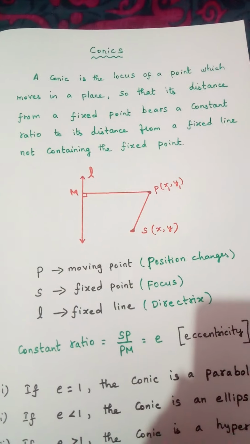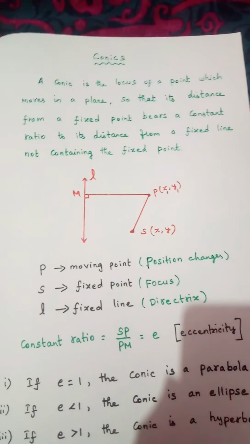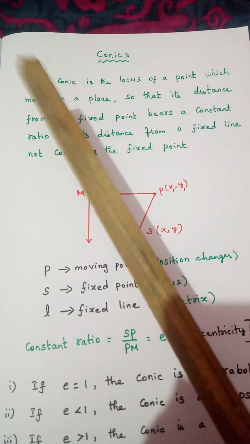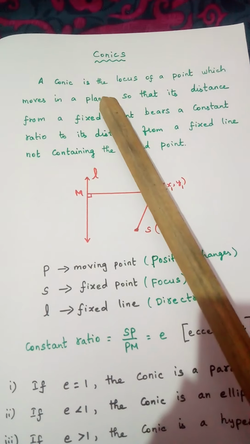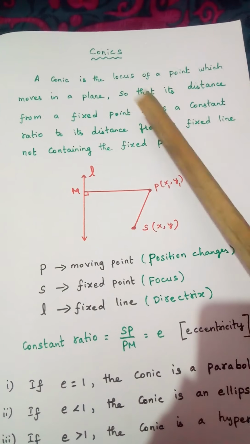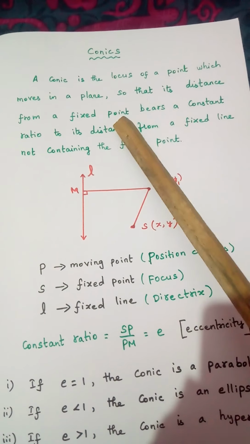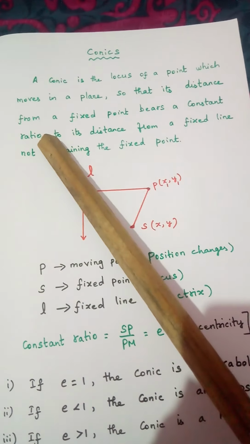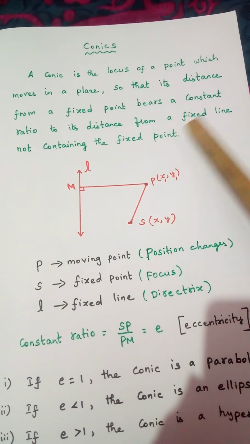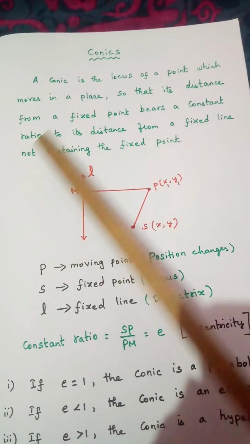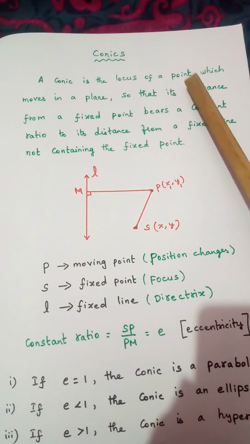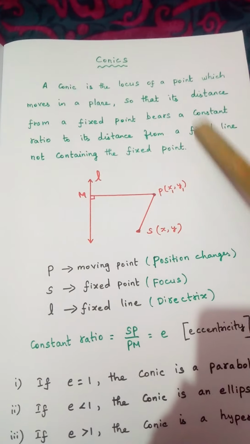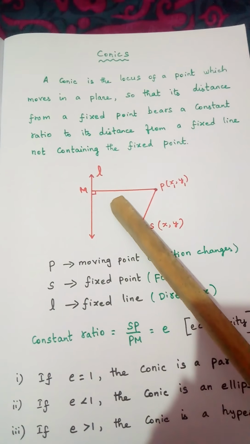I think many will get a confusion. What is the meaning of this? So we will read once again. A conic is the locus of a point which moves in a plane so that its distance from a fixed point bears a constant ratio to its distance from a fixed line, not containing the fixed point. So we will try to explain this definition through this diagram.